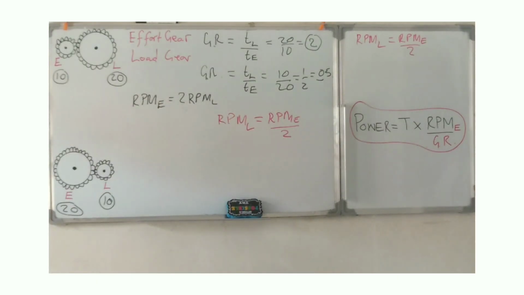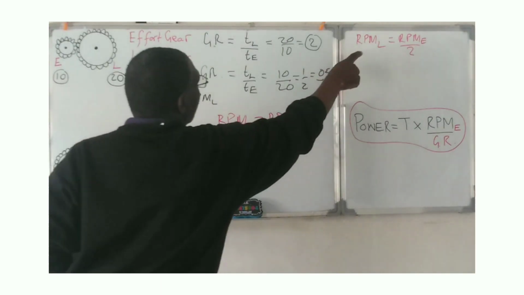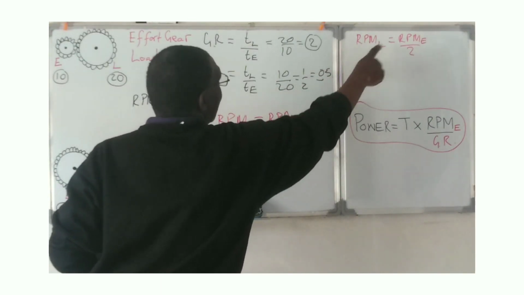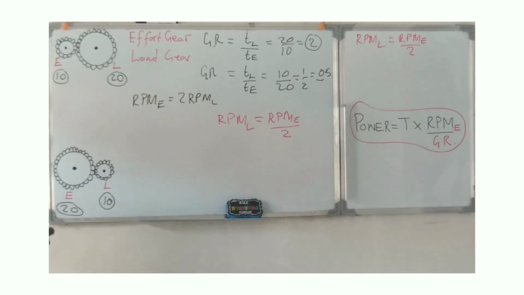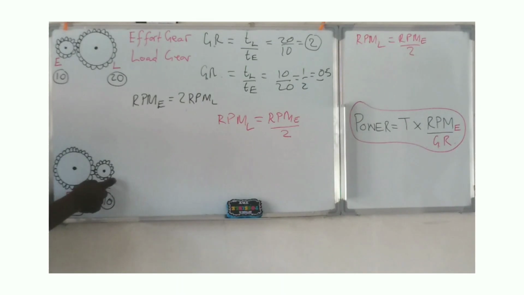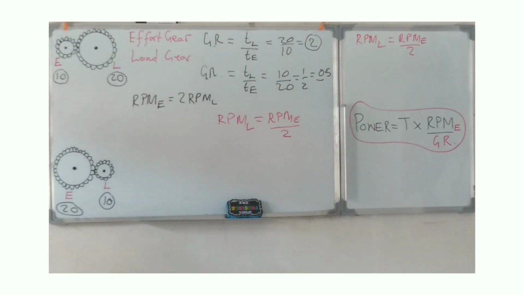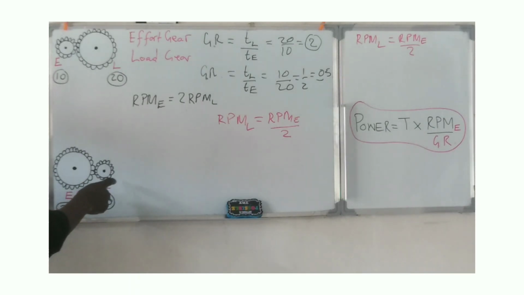Okay, now what about down here? What is the relationship between number of revolutions in the load gear and number of revolutions per minute in the effort gear? Well, here we have 20 teeth, here we have 10. So that means every time this one completes 1 revolution, this one will do 2 because the ratio is 2:1. So if this one does 100 revolutions per minute, this one is going to do 200.